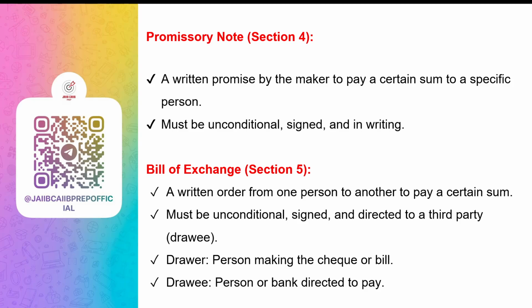In both checks and bills of exchange, the person who makes the instrument is called the drawer. This is the person who gives the instruction to pay. The person who is supposed to make the payment is called the drawee. For example, if Mr. A writes a check to Mr. B from his account in HDFC Bank, Mr. A is the drawer, HDFC Bank is the drawee, and Mr. B is the payee. So, who is a payee? Payee is the person who will receive the money.